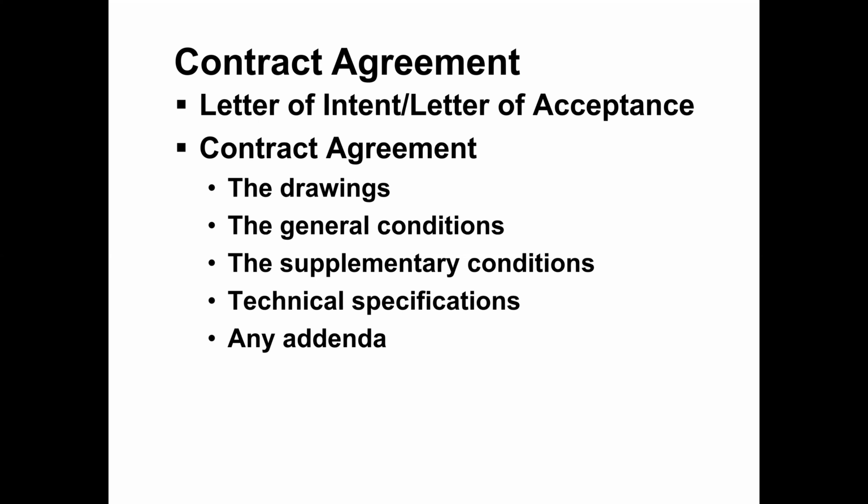So the contract agreement: all the documents in the bidding will become part of the contract, like the set of drawings. All the drawings will be part of the contract. The general conditions book will be part of the contract. The supplementary conditions book will also become part of the contract. The technical specifications book will also become part of the contract, if they were issued before, like instructions to bidders or anything. So all those documents become part of the contract, and any addenda.